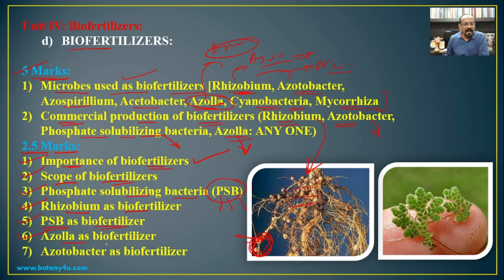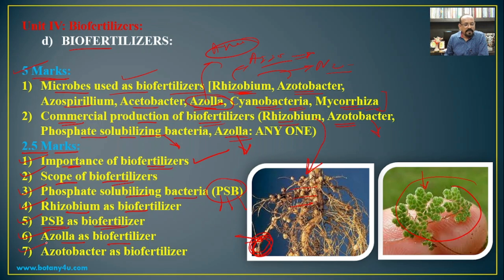Then azolla as a biofertilizer. Here this is a diagram of the azolla plant, in which there is a leaf cavity, and in which there is the presence of Anabaena azollae, which is a cyanobacteria and is involved in atmospheric nitrogen fixation. Hence azolla is very commonly used as a biofertilizer in the case of the paddy plant, where there is the presence of ample water.